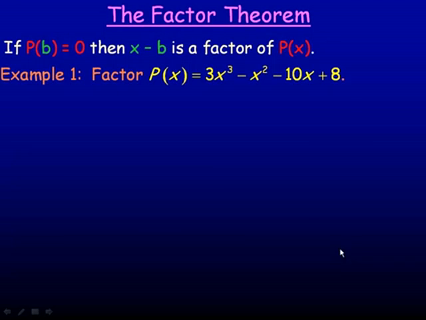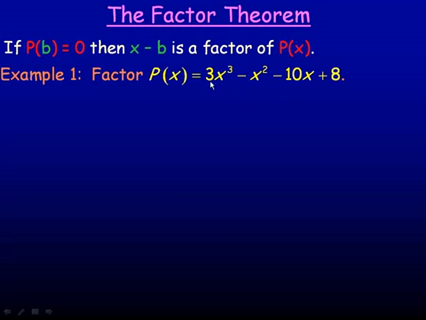In this lesson we'll use the factor theorem to factor polynomials. At the top of the page it says if p of b, p stands for a polynomial, we'll call p of x. If p of b equals 0, remember that's the remainder in the division by x minus b. If the remainder is 0, that means that x minus b, whatever number b is, is a factor of the original polynomial. And we'll use this idea to factor a couple of algebraic expressions.